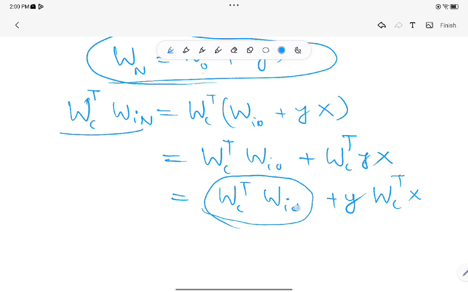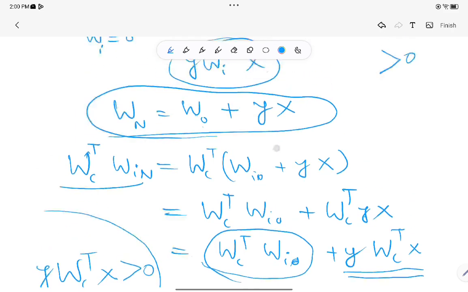But old dot product, this is old because you have old here, old dot product. According to this equation, the dot product between these two vectors has increased by this much, and this quantity is positive. You can see why this quantity is positive. It is y w_c, the correct w, times x. You know this is the correct w, so this quantity will have a value greater than 0.